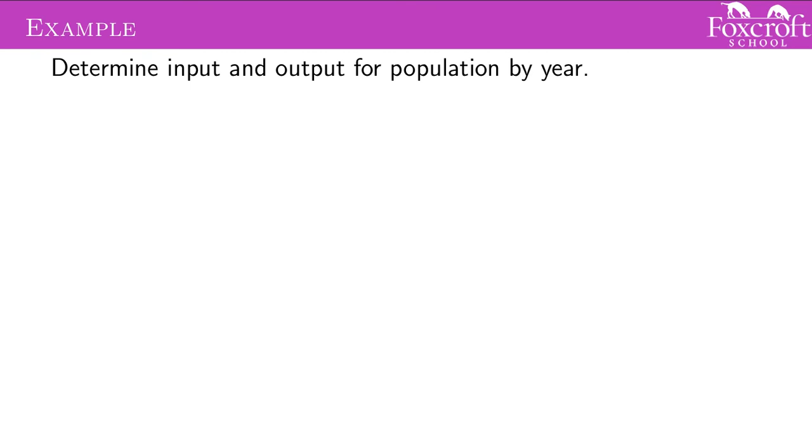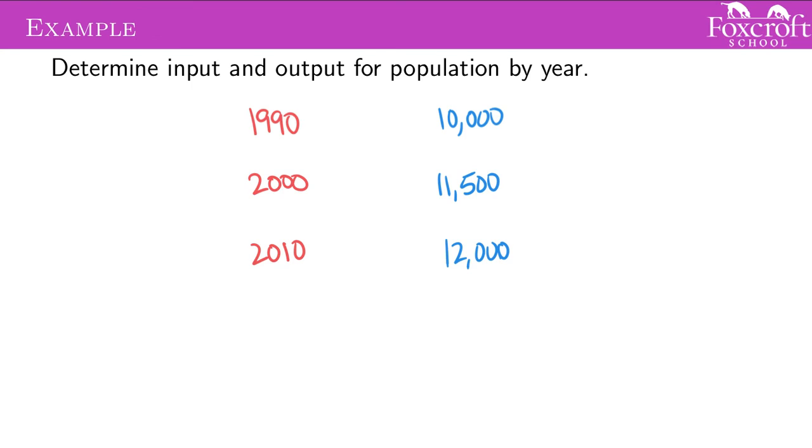All right, population by year. Again, let's put down some random facts. We're talking about some town. In 1990, there are 10,000 people, in 2000, 11,500, and in 2010, 12,000 people. So you're asking yourself, what's the input and the output? Based on this limited amount of data, there are no repeats no matter which direction I go, but I have to think about whether it would be possible for there to be a repeat.